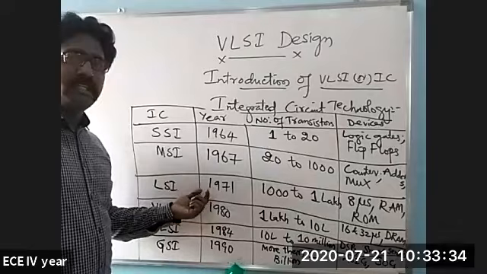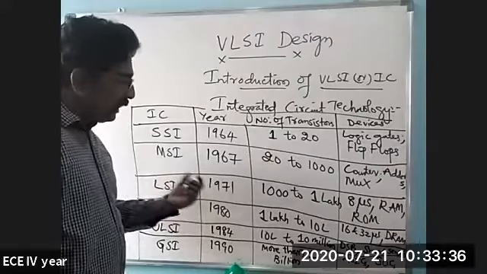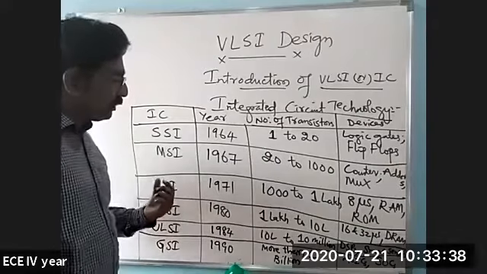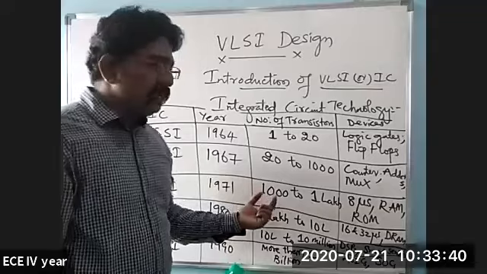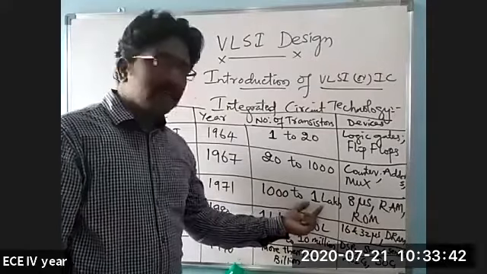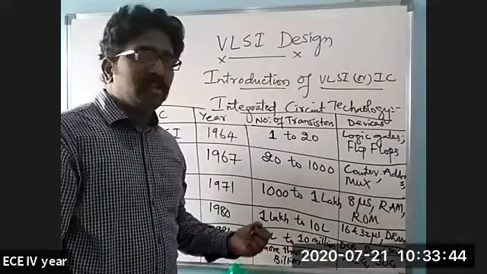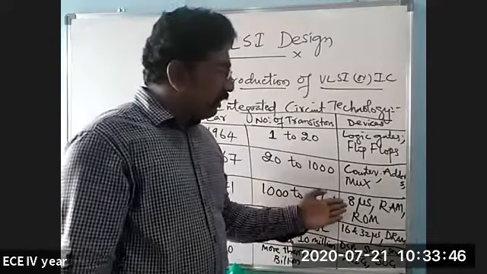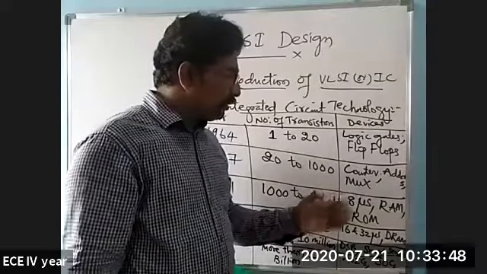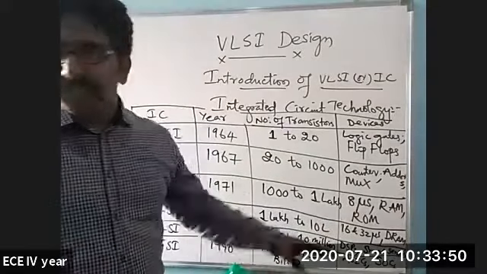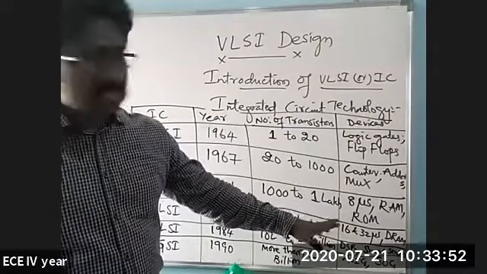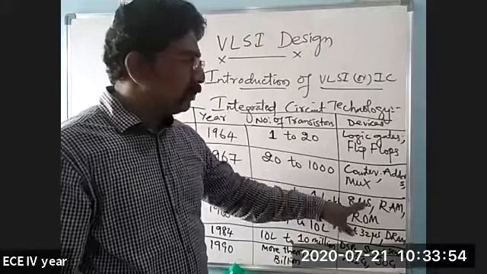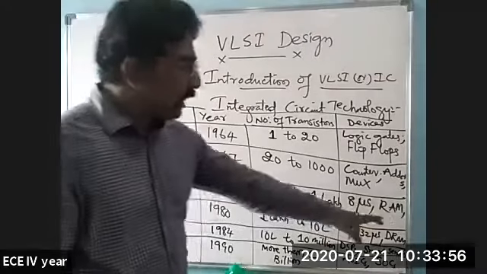It started in 1971. Large scale integration incorporated 1000 transistors to 1 lakh transistors on an integrated circuit. A few examples are 8-bit microprocessors. Please make a note of this: it's an 8-bit microprocessor, not an 8 microprocessor. Others are RAM and ROM.